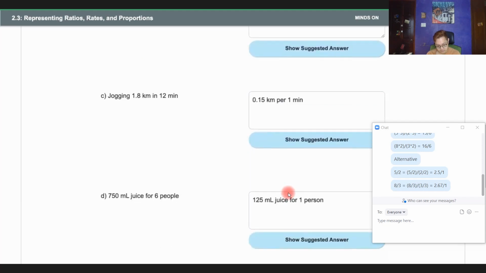Next, 750 milliliters of juice for 6 people. So you take the 750 milliliters and divide by 6, and there would be 125. It's not much, but it's equally shared among 6 people. Maybe for kids only.